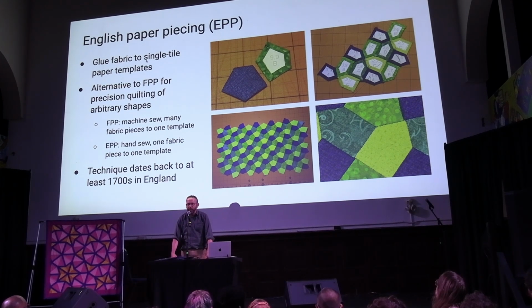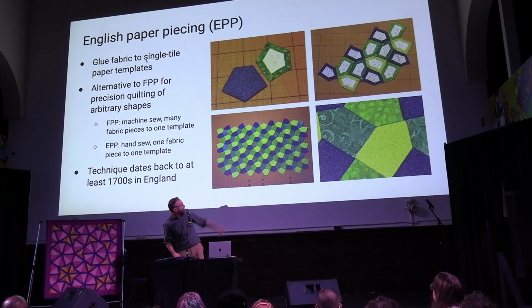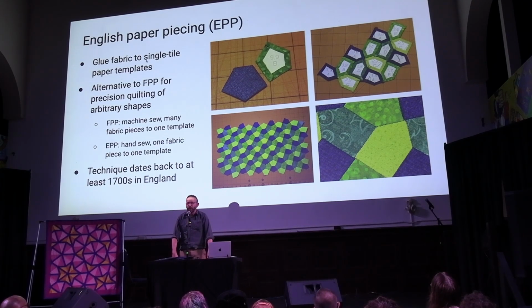So the deal with English paper piecing is you cut out the shape in advance. It's on a stiffer piece of paper, like a cardstock or something like that. And then you glue the fabric around the paper. And now you're not machine sewing, you are hand sewing, and you're trying to sew things up edge to edge. And you can probably make out a little bit of thread in that photo to sort of see how they are hand stitched together.